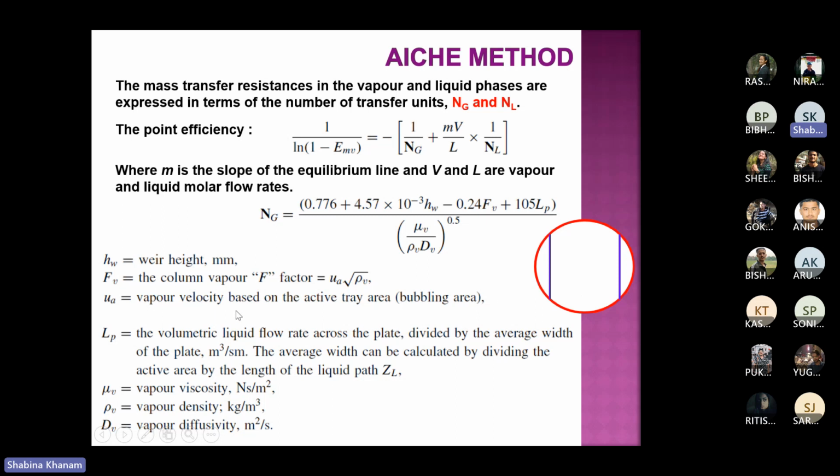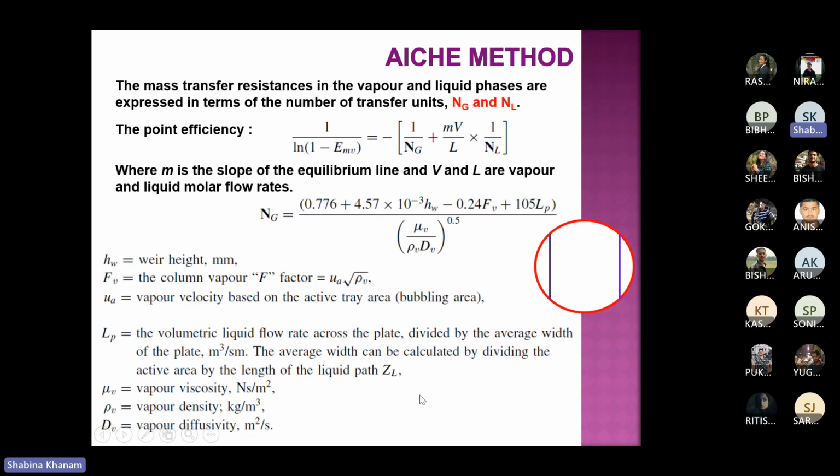you can calculate the active area. So for vapor velocity based on active area, vapor mass flow is given to you, the volumetric flow you can find out, and divide that by this active area. And how to find the active area, I have already told you. Okay, so in this way you can find this UA. Once you have this UA, you can find this FV. And another parameter I have is LP.